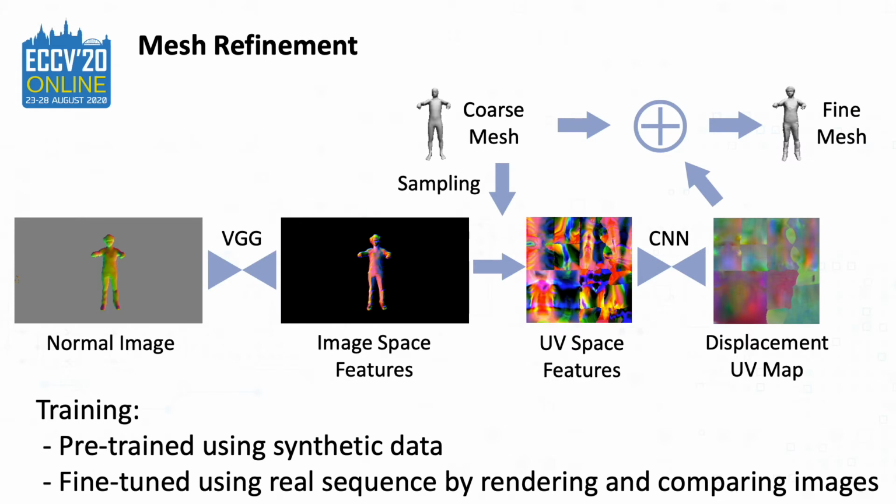The mesh refinement module first extracts features from a normal image, then converts those features to UV space. The conversion is done via sampling according to the correspondence between image space and UV space established by the coarse mesh. The UV space features are then sent to a CNN to predict a 3D displacement map. We obtain the fine mesh by adding the displacements to the coarse mesh. This module is first trained using synthetic data with ground truth supervision and later self-adapted to a short real sequence via photometric and temporal losses.